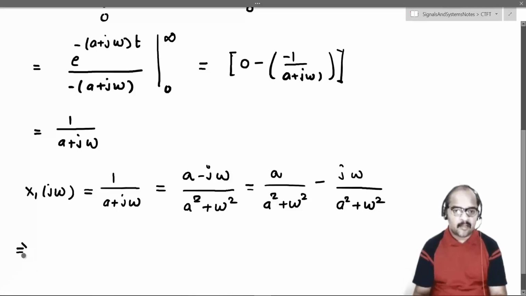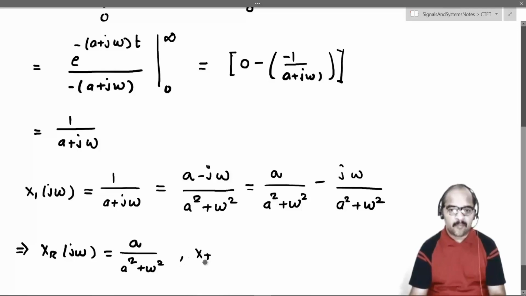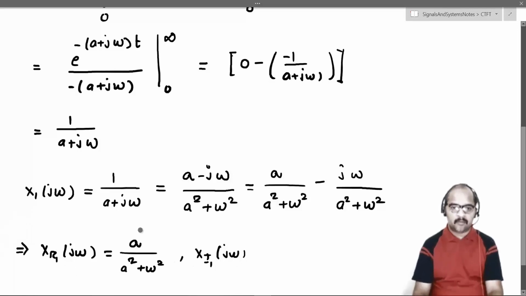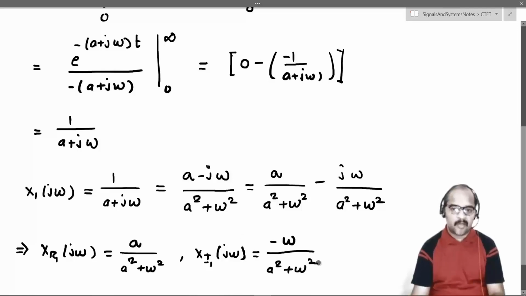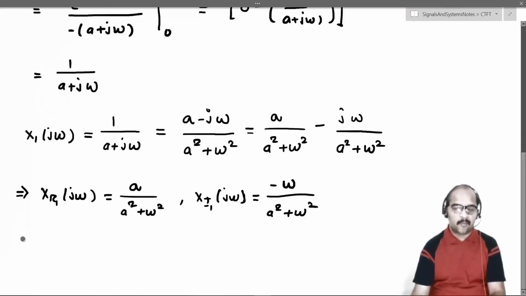So clearly this implies what? The real part of x1 of j omega is equal to how much? a by a squared plus omega squared, and the imaginary part of x1 of j omega would be minus omega divided by a squared plus omega squared. Okay, this is as far as real and imaginary parts are concerned.